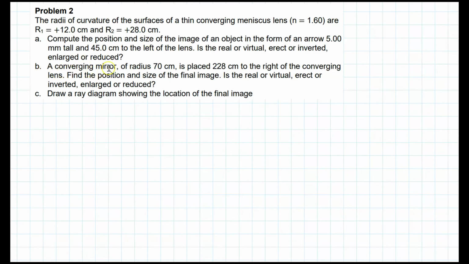B. A converging mirror of radius 70 centimeters is placed 228 centimeters to the right of the converging lens. Find the position and size of the final image. Is the image real or virtual, erect or inverted, enlarged or reduced? Draw a ray diagram showing the location of the final image.